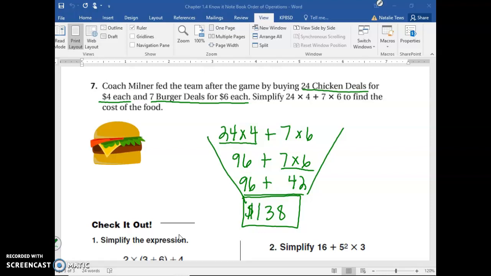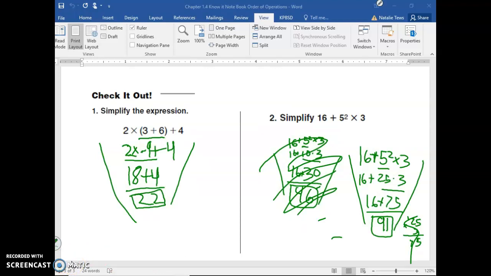When you're done with your check it out, I want you to look back here to see if you have it done correctly. Okay, go ahead and do check it out. Let's check yours on here. Okay, so they underlined the parentheses first. Excellent. So 3 plus 6 is 9. Okay, and then everything else got dropped down. Perfect. Then next up was multiplication. So 2 times 9. Is this just a squiggle in here, whoever did that? Okay, so it should be 2 times 9, which is 18. Drop down the plus and the 4. 18 plus 4 is 22. Love it. They've got their funnel in and their boxed answer.